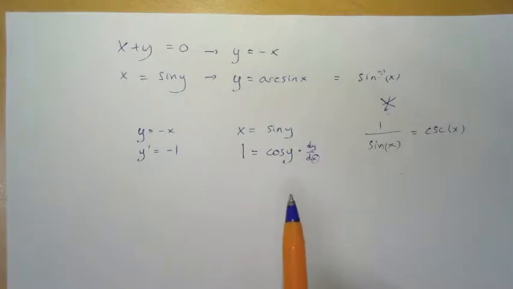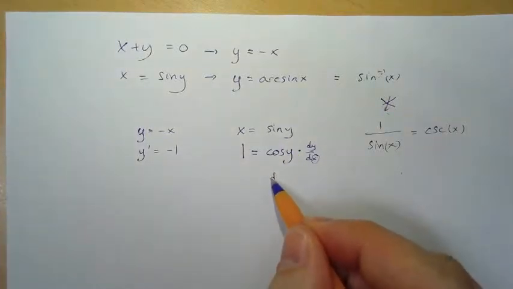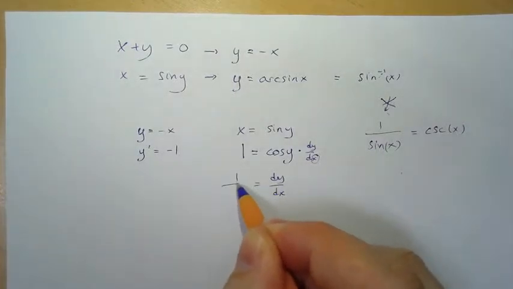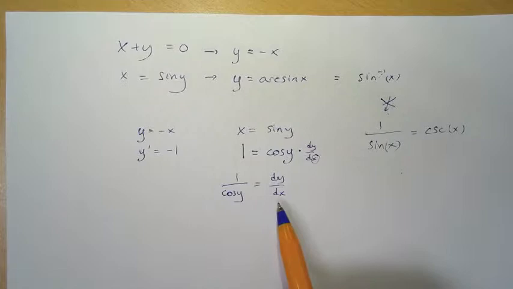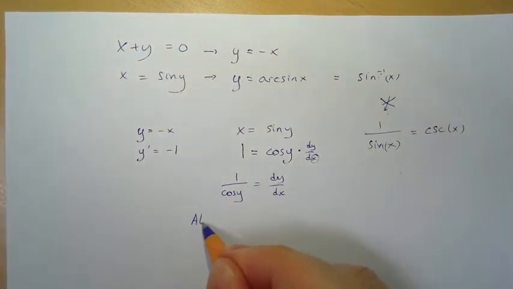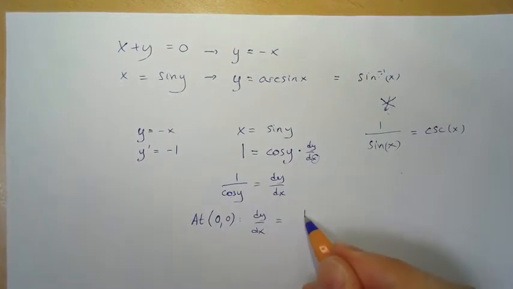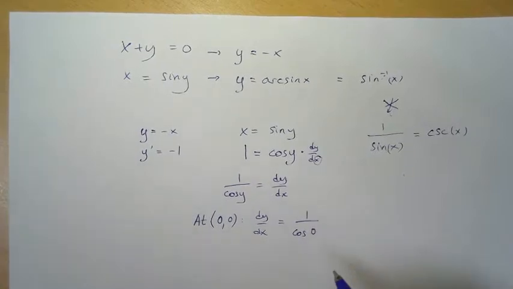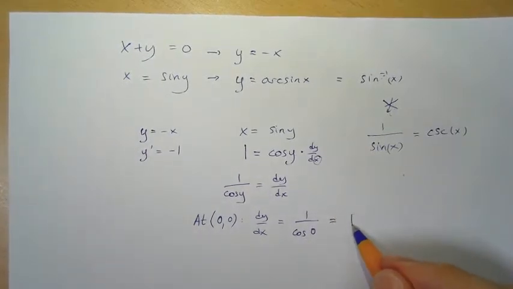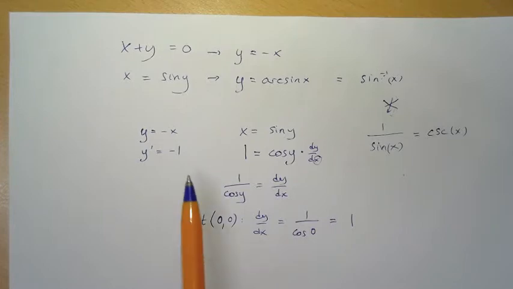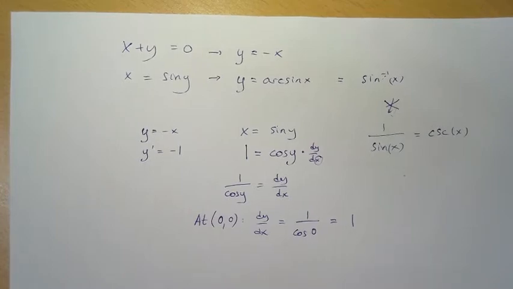It's the inside derivative. And that means that dy dx is 1 over cosine y. Right, so this is y prime. So what is the slope at the point 0, 0? At 0, 0, dy dx, which is y prime, is 1 over cosine of 0, and cosine of 0 is 1, so I get 1 over 1. So I can compare my slope, slope of -1, slope of 1. Yes, at the point of intersection, the two tangent lines are perpendicular. That's it.